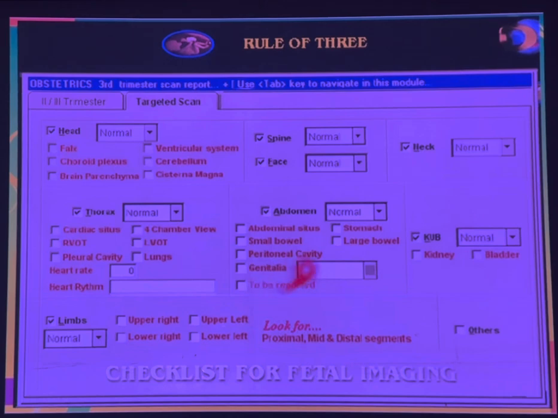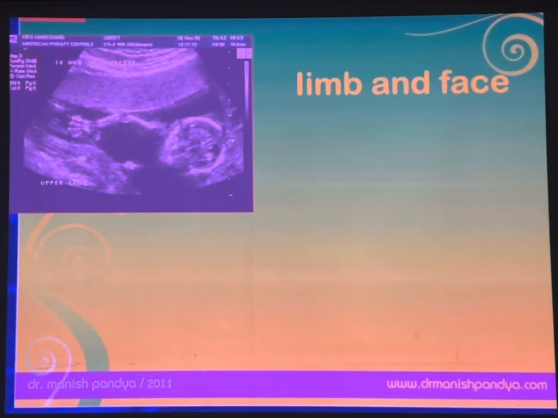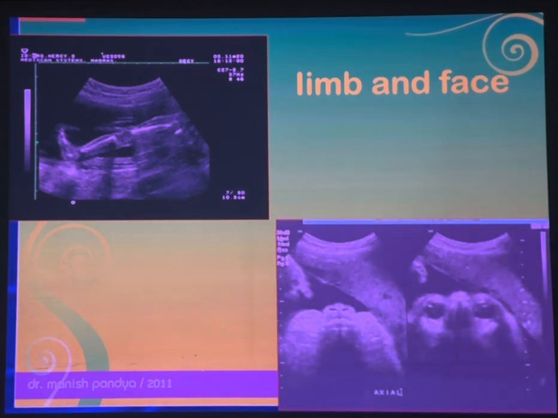Because of PNDT, PCPNDT, we don't want to see the genitalia, but in a particular situation, when you are suspecting pseudohermaphroditism or some sex-linked disorder, we have to see the genitalia. And we have to see both the kidneys. We have to see both the kidneys in the baby.